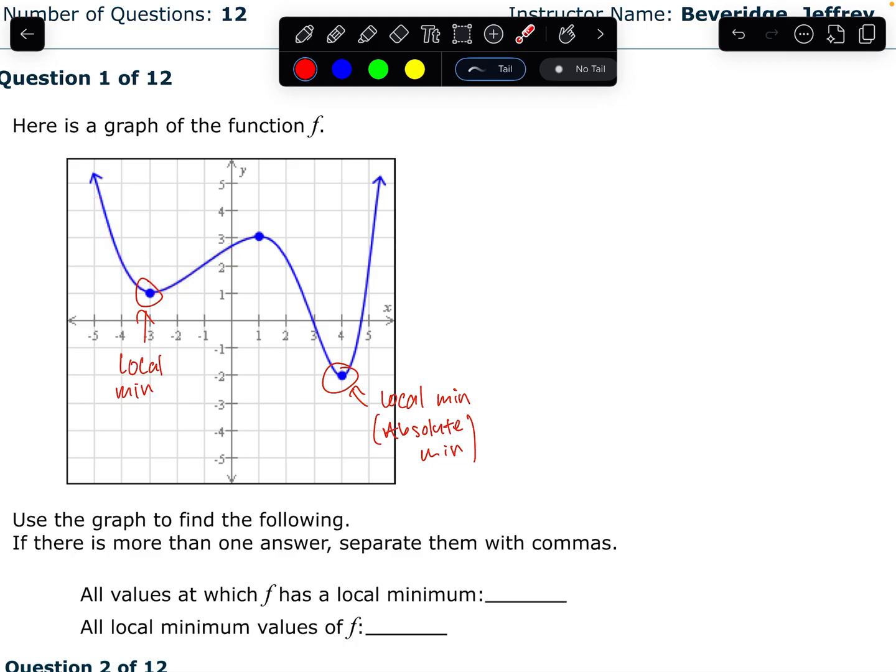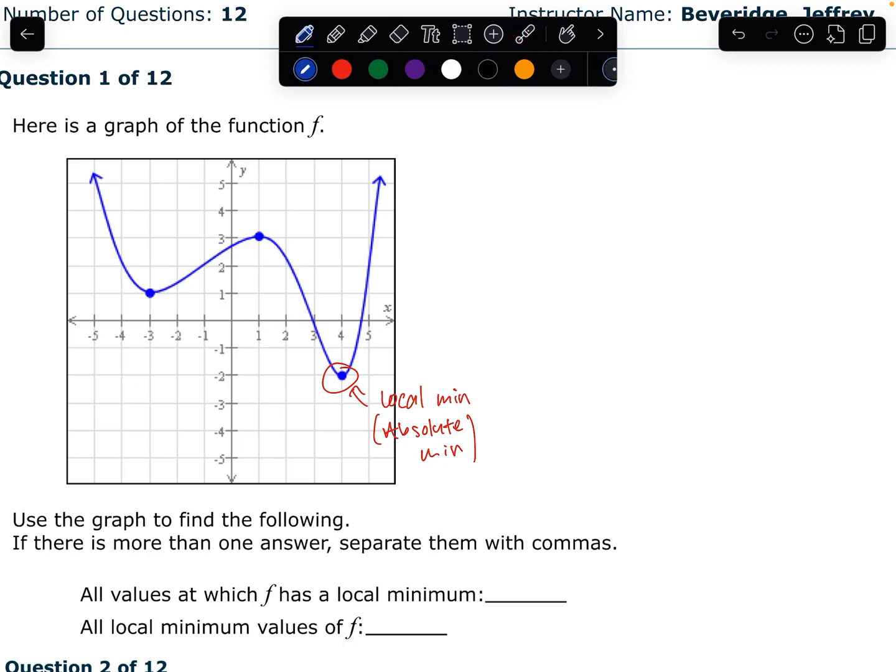Basically, a local minimum is whenever the graph goes from decreasing to increasing. Anytime the graph decreases and then switches to increasing, it creates a local minimum, and it does that here as well. So it's a point on the graph where it goes from decreasing to increasing. There are two such points here.